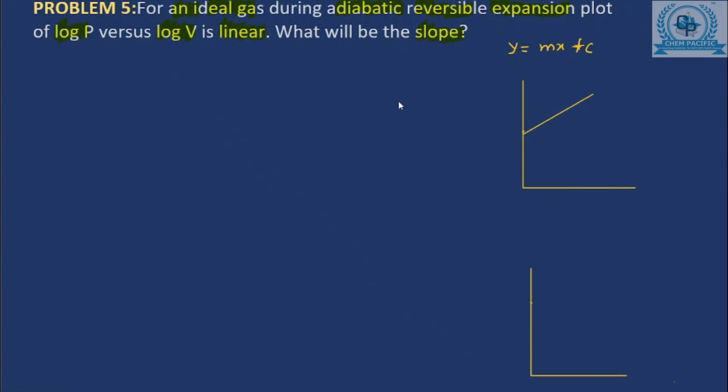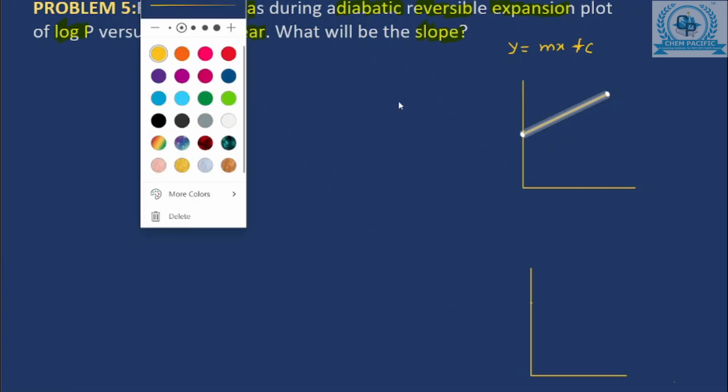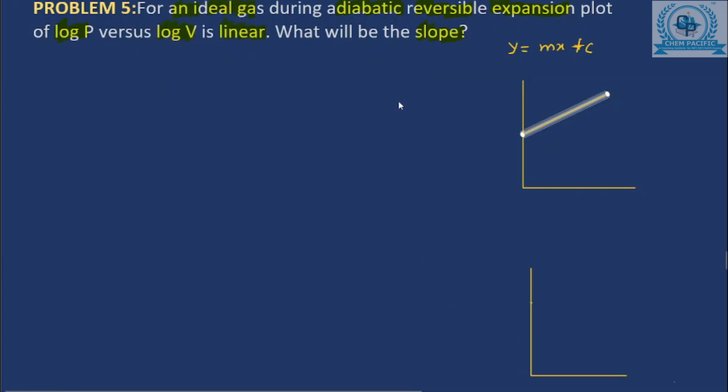It is representing one straight line with a positive slope. In that case, when this is your y-axis and this is your x-axis, your slope is plus m. These are going in the positive direction, and this is your intercept, which is equal to c.